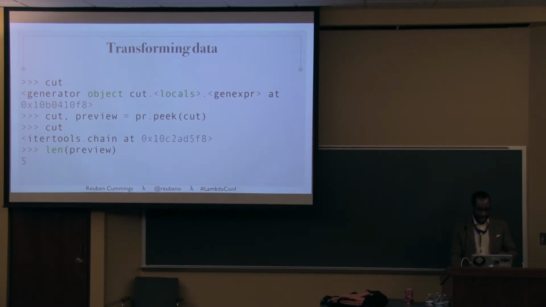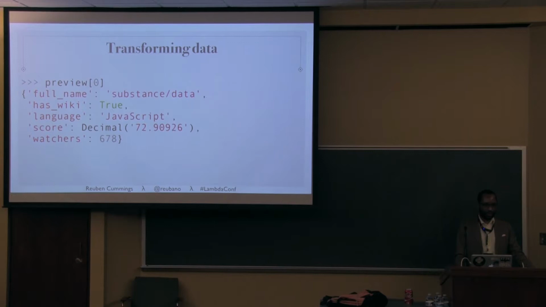As you can see here, now instead of cut being a generator, cut is an itertools chain. In itertools there's a function called chain, which lets you append one iterator to another. Under the hood, that's what's going on. Preview is now a list, because you can call len. You can't call len on an iterator, only on a list. So now preview has 5 items, and you can view the first item in preview. Preview is already a list.